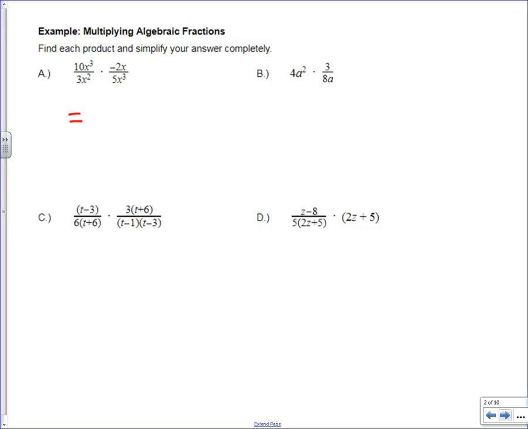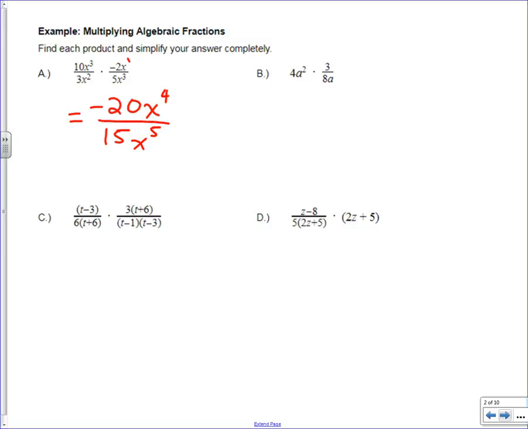And when you multiply terms, remember you multiply the numbers separately and the variables separately. So on the top, 10 times -2 is -20. And then x cubed times x, which is like x to the first, that makes 4 factors of x, so I get x to the 4th, over 3 times 5 is 15, and x squared times x to the 3rd is x to the 5th.